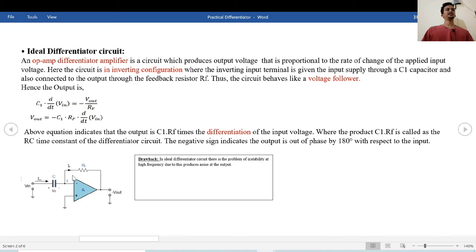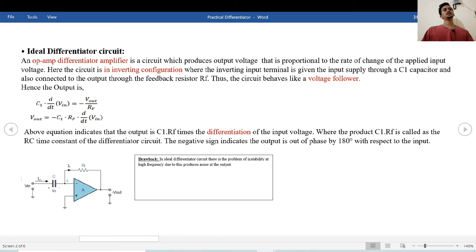The output voltage of this circuit is equal to minus C1 into RF into d by dt of Vin. From the above equation, it indicates that the output is the product of C1 and RF times the differentiation of the input voltage, where the product C1 into RF is called the RC time constant of the differentiator circuit. The negative sign indicates that the output is out of phase by 180 degrees with respect to the input.